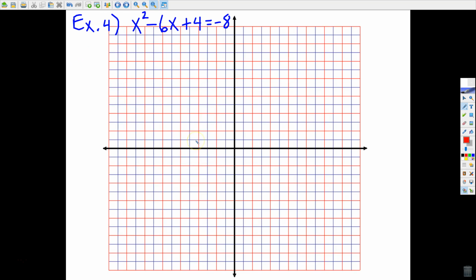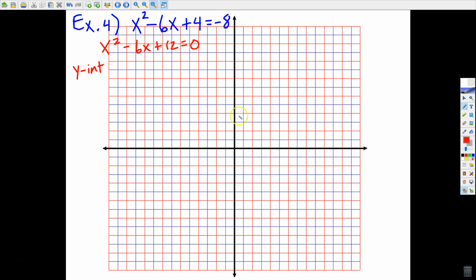Okay, let's look at another possibility. Well, first of all, I notice a problem here. This equation is not set equal to 0, and that needs to happen first. So first step is I'm going to add 8 to both sides. Alright, now I'm back into my normal routine.